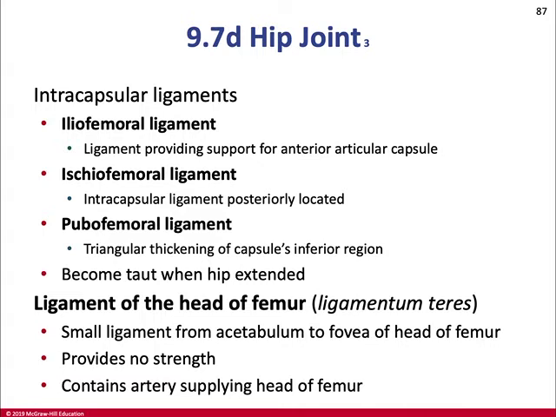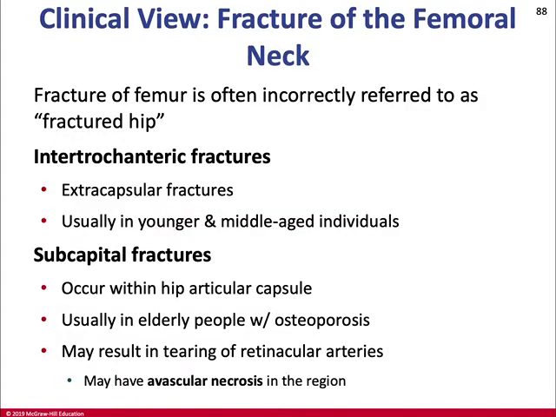The ligament of the head of the femur, known as the ligamentum teres, teres just means limb, okay, is a tiny ligament from the acetabulum to the fovea of the head of the femur, and has arteries that supply the head with nourishment in the form of blood, right? We can damage the hip. This happens particularly as we get older, okay, and the bones become softer.